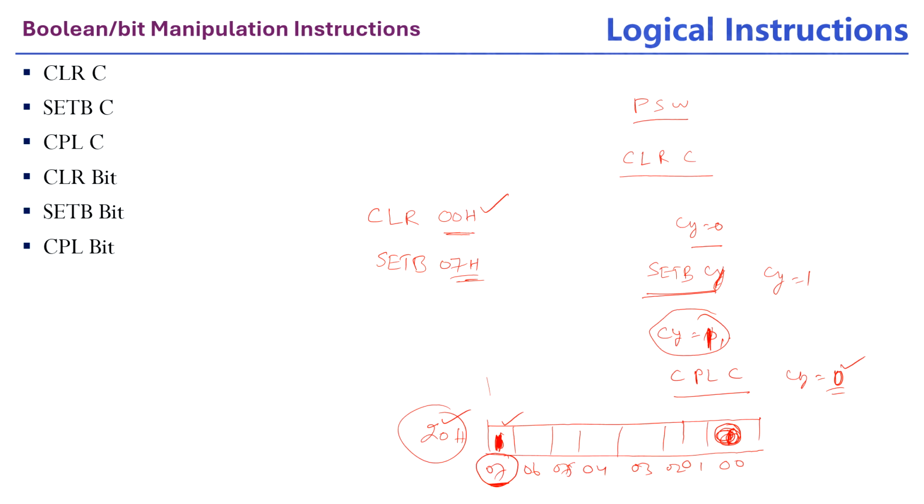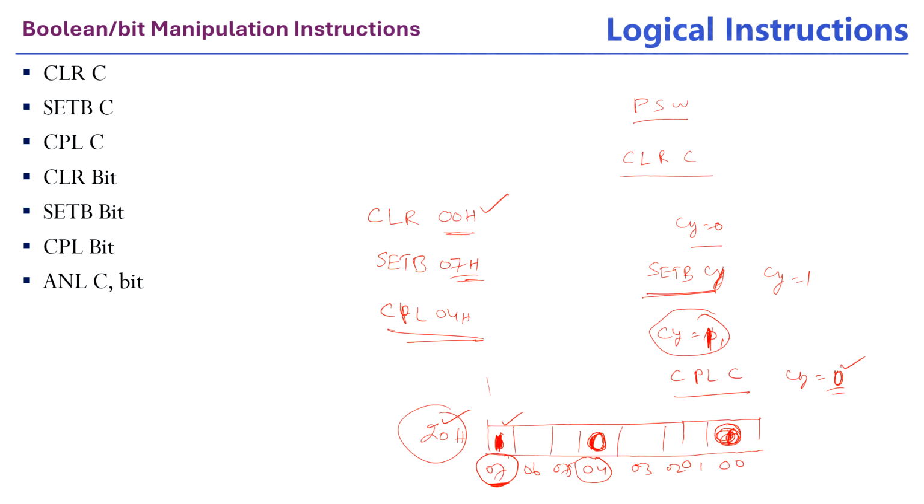Similarly, complement bit, CPL bit. Suppose I need to complement the 04 bit position. Let us consider 1 is available there. Then I execute CPL 04H. What happens after execution of CPL 04H? The 04 location will be complemented. 1 will be complemented to 0. So in this way, the complement bit instruction will work.